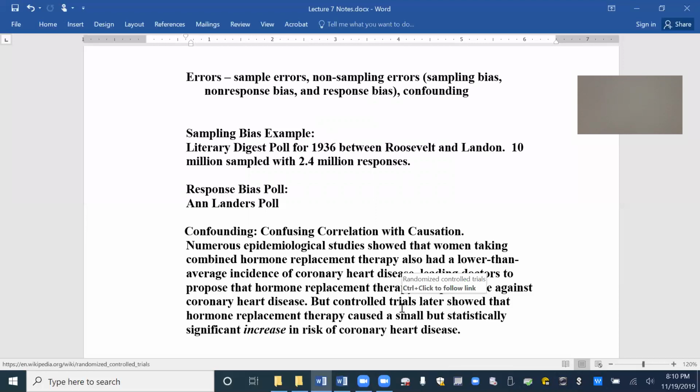okay, non-response bias and response bias, and confounding. A good example of sampling bias, the classic example given, is the 1936 election between FDR and Alf Landon, in which the Literary Digest set out, polled 10 million people across the country, and they got back 2.4 million responses.